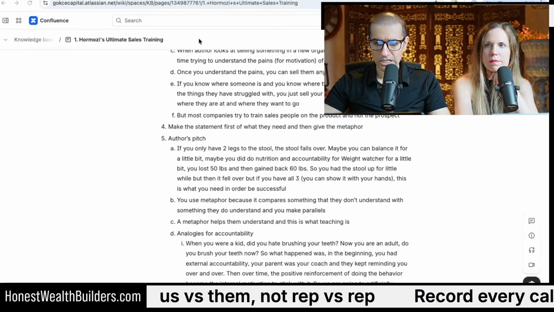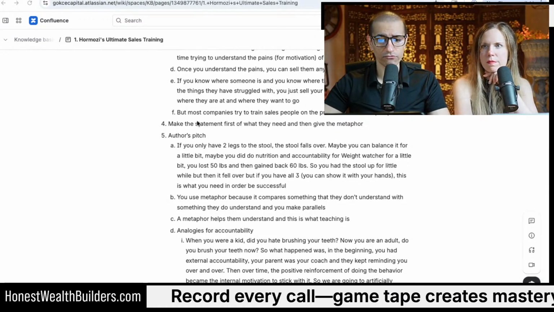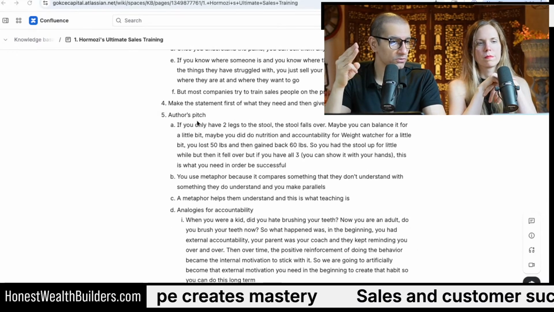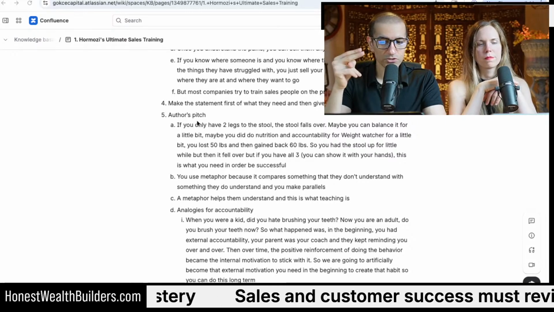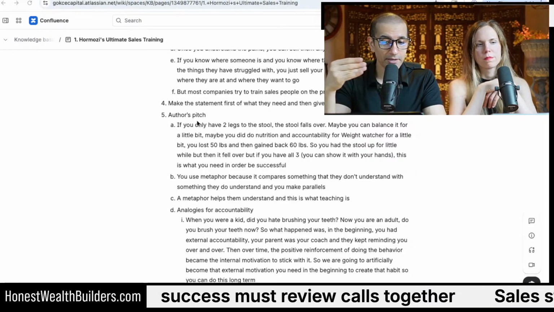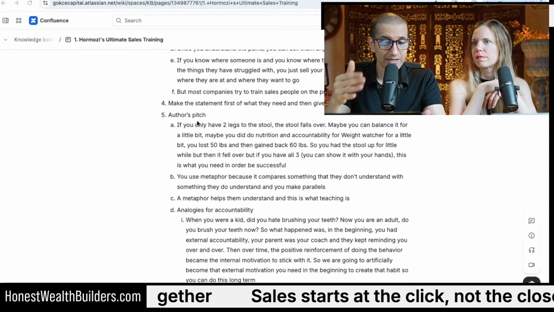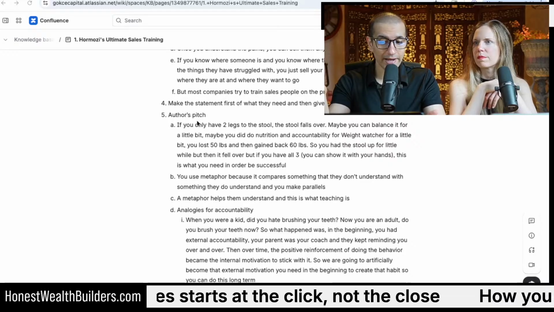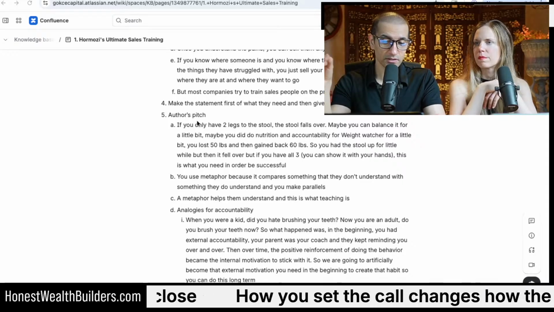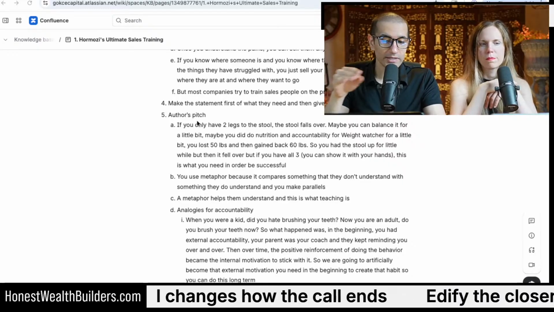Yeah. So he explains, if you only have 2 legs, the stool will fall over, right? It's the same thing, like the 3 pillars or 3 legs of a stool. So he's explaining, if you have 2 legs to a stool, the stool will fall over. Maybe you can balance it for a little bit. Maybe you do nutrition and accountability for Weight Watchers for a little bit. You lost 50 pounds, but then you gain it all back. So you had the stool up for a little while, but it fell over. But if you had all 3 legs to the stool, and you can show it with your hand, this is what you need in order to be successful.